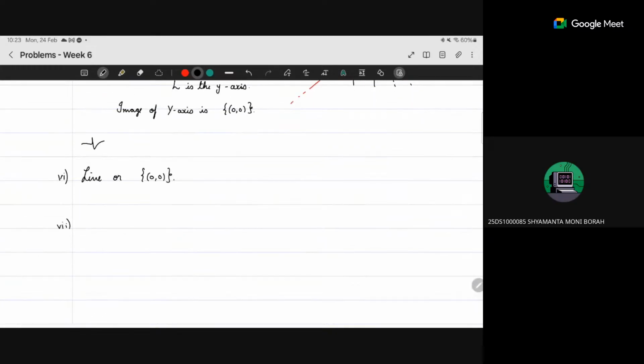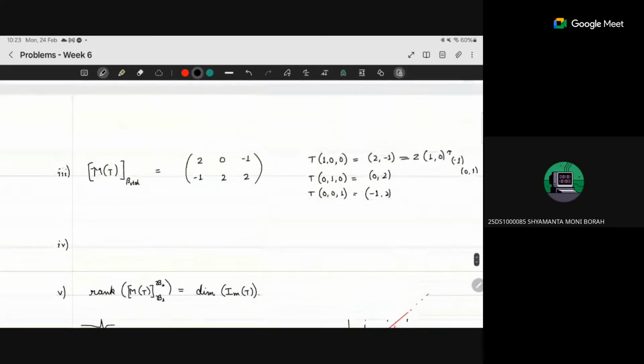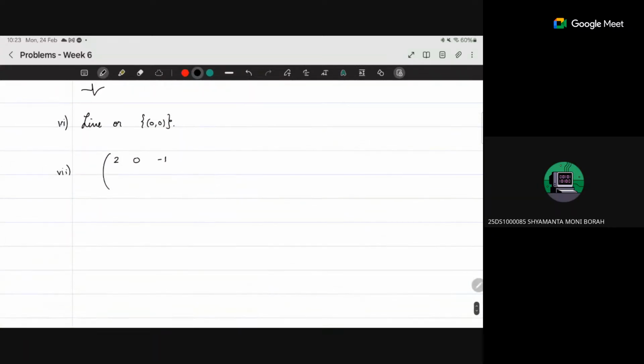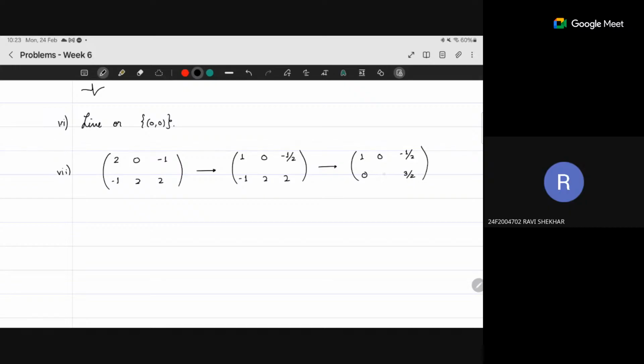Now, how to compute a basis. The matrix representation using the standard basis is 2, 0, minus 1, minus 1, 2, 3. What do I do? Row reduction, to get 1, 0, minus half, 0, 1, 1.5. I'm happy with this, but let's do this for completeness. Now what happened over here?